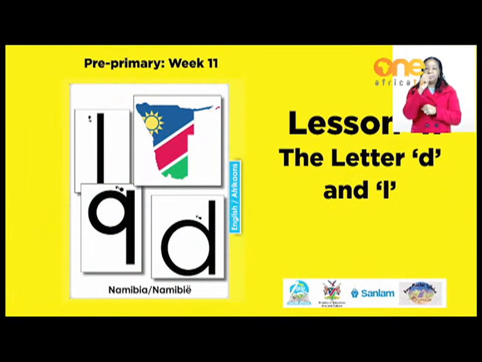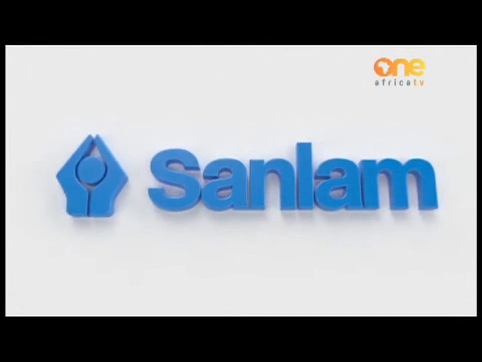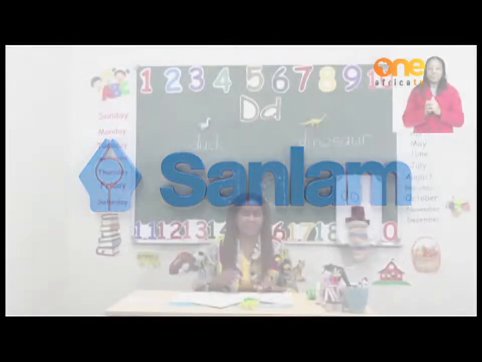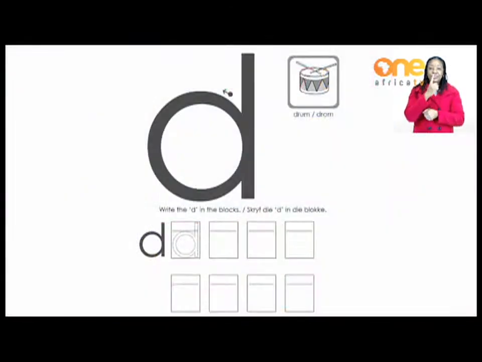Our lesson is Lesson 4, the letter D and letter L. Now let's turn to page 16 of our booklet. On page 16, I would like you to look at the letter at the top of the page. That letter is letter D, as in drum.